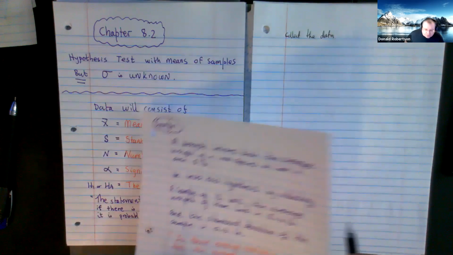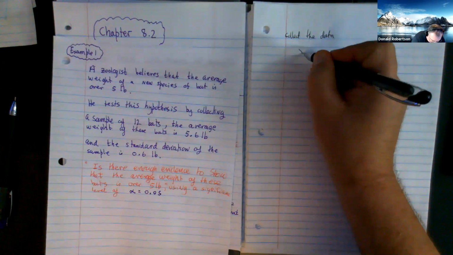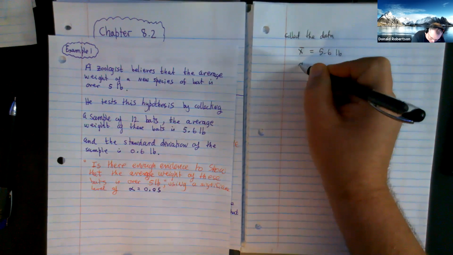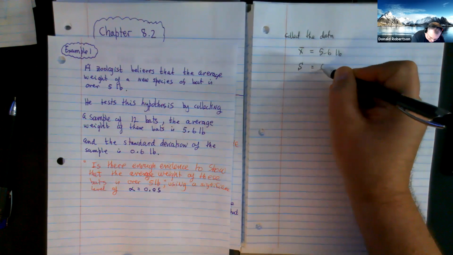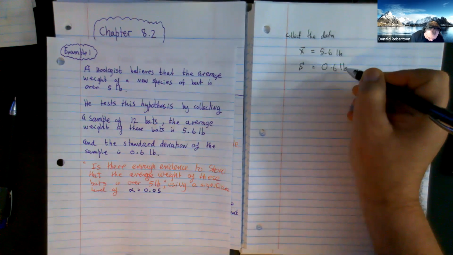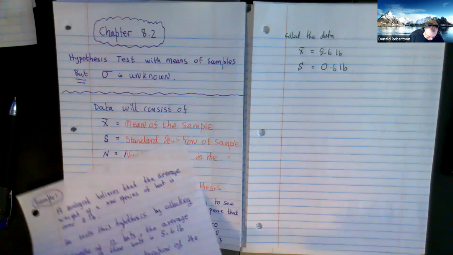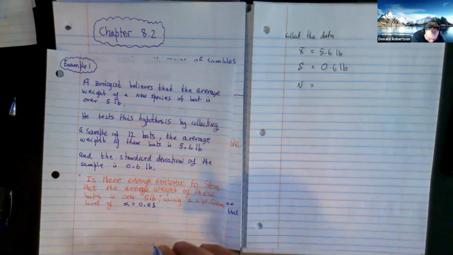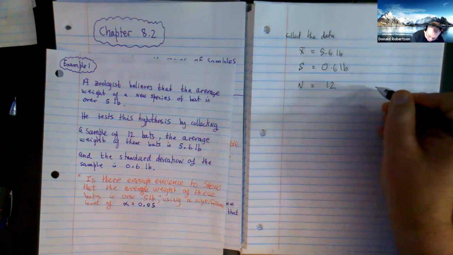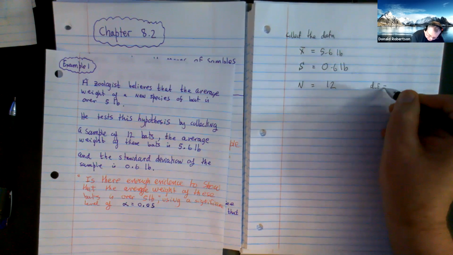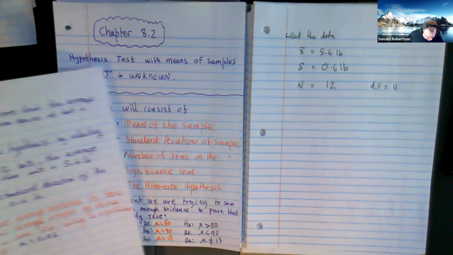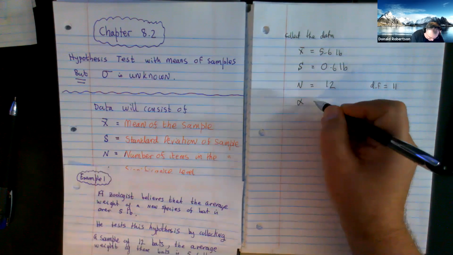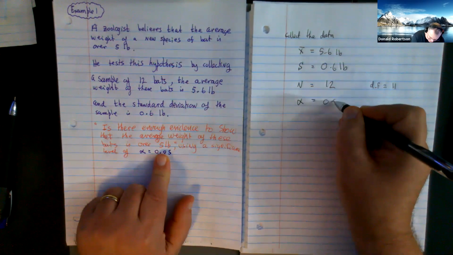So we need to know the mean. Well, in that story, the mean was 5.6 pounds. We need to know the sample standard deviation, which in this case was 0.6 pounds. So far, so good. We need to know N, the sample size. In this case, he was doing 12, which, by the way, means that the degrees of freedom are 11. And what else do we need? We need a significance level, and that is 0.05.